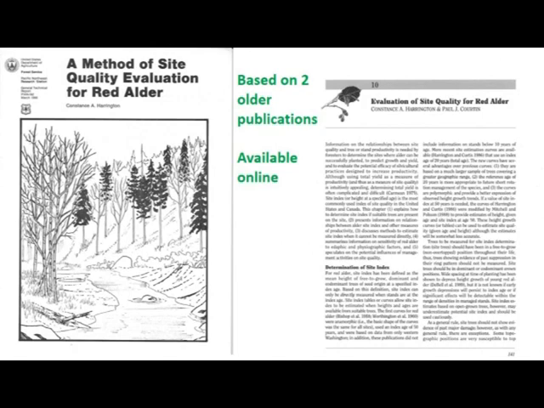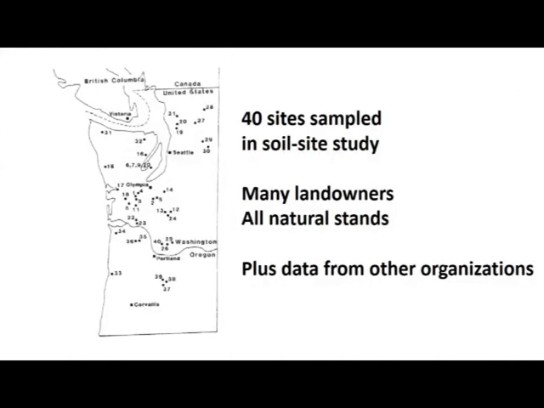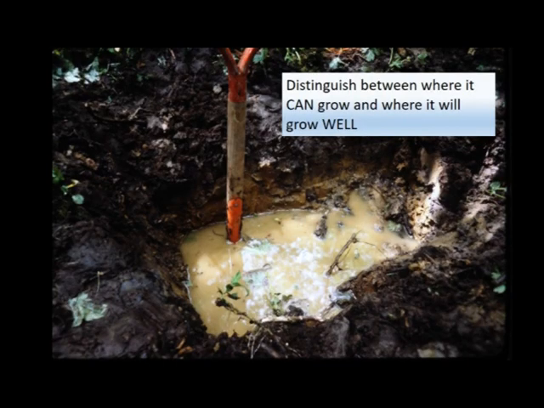So as I mentioned, a lot of this information came from 40 sites that we sampled in this early project. They were all natural stands, on a lot of different landowners: companies, private landowners, public agencies. Plus we got data from other organizations. And one of the things that's important is to distinguish between where alder can grow and where it can grow well. So this was one of the sites that we did in the study, very poorly drained, and there was alder growing there, but it was not growing well.